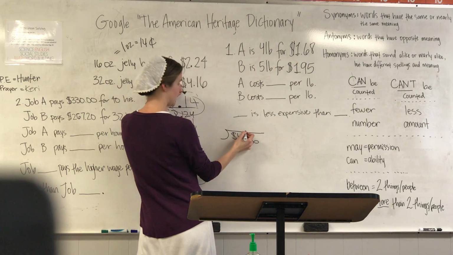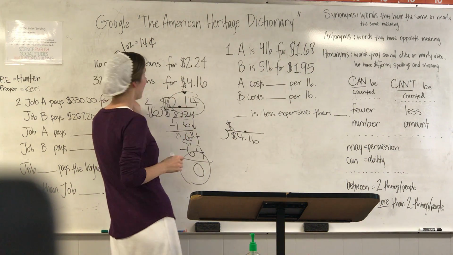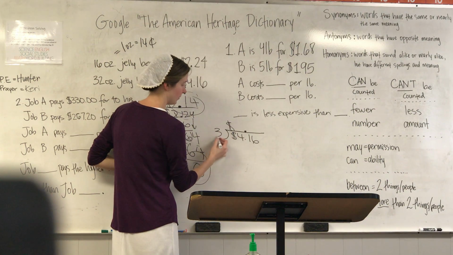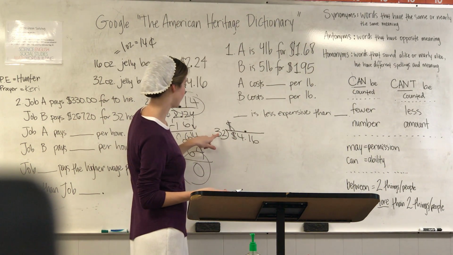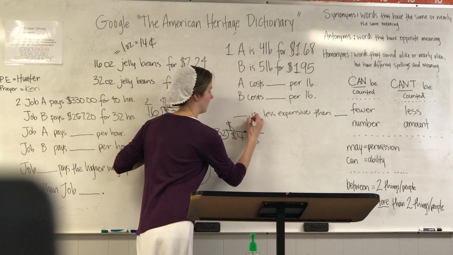$4.16. Bring up your decimal point. You should probably bring up your dollar sign too. I didn't bring my dollar sign up here. All right, 416 divided by 32. Let's work it out. Let's find your arrow. So 32 can't go into 4. It can go into 41. Your arrow needs to go above your 1.